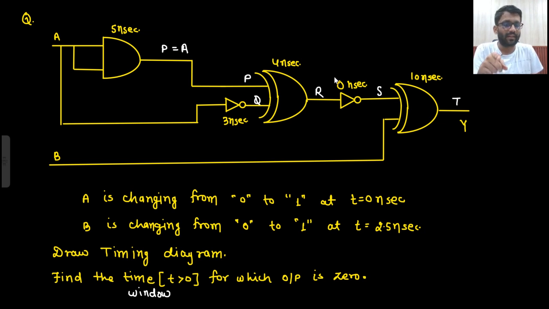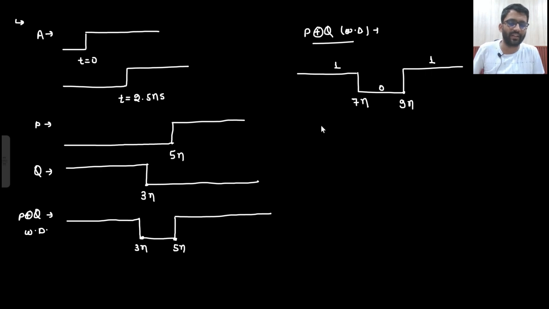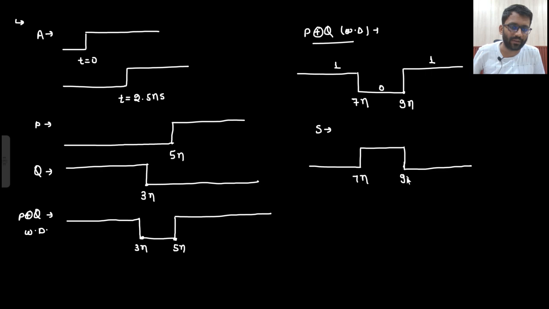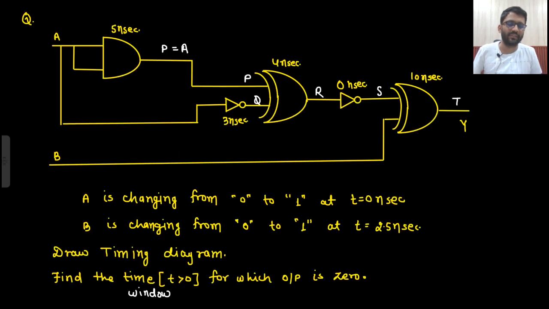Now this is my R I have got. From R to S, this is simply inverted. R to S is simply inverted without any delay, because this is having 0 nanosecond delay. So S waveform I will draw, simply inverted. This is 7 nanosecond, 9 nanosecond, 0 to 1, 1 to 0. This is my S. So S and B is coming.